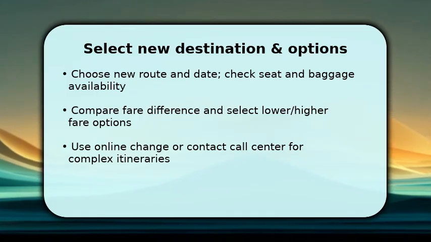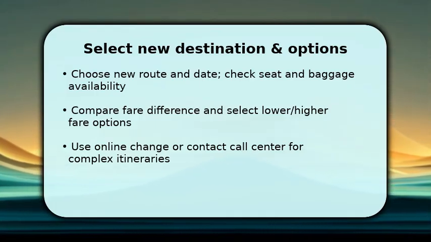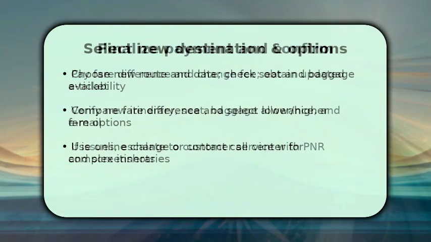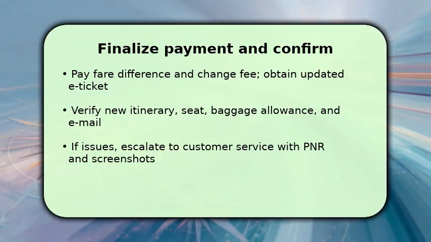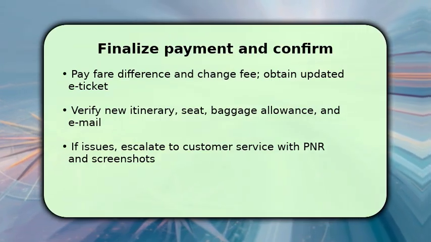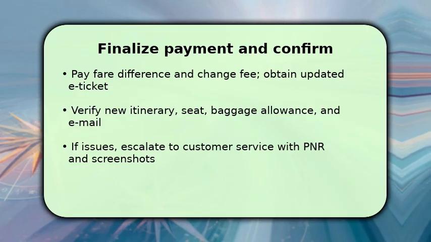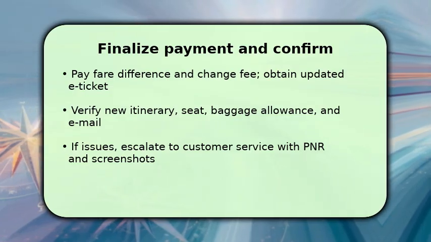You finish by paying the fare difference and any change fees. Use the same card or another payment method in Manage Booking. Once paid, Indigo issues an updated e-ticket. Check the email and the booking page immediately to confirm new destination, flight times, seat, and baggage allowance.